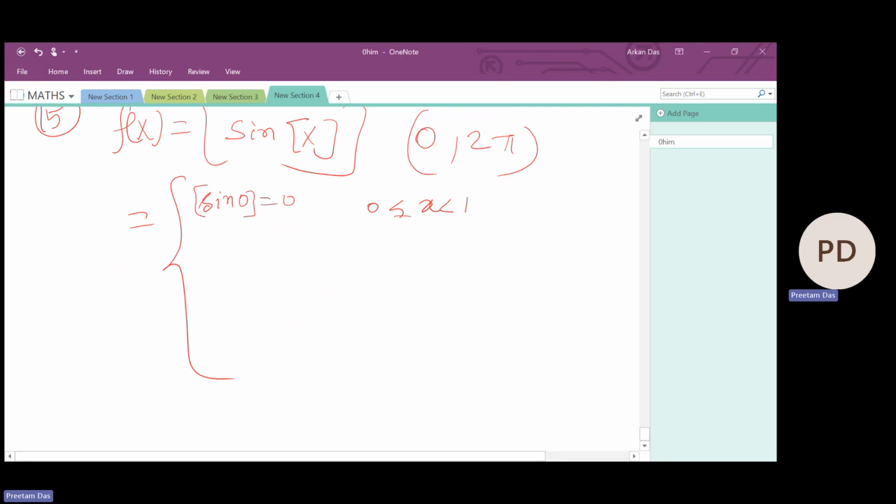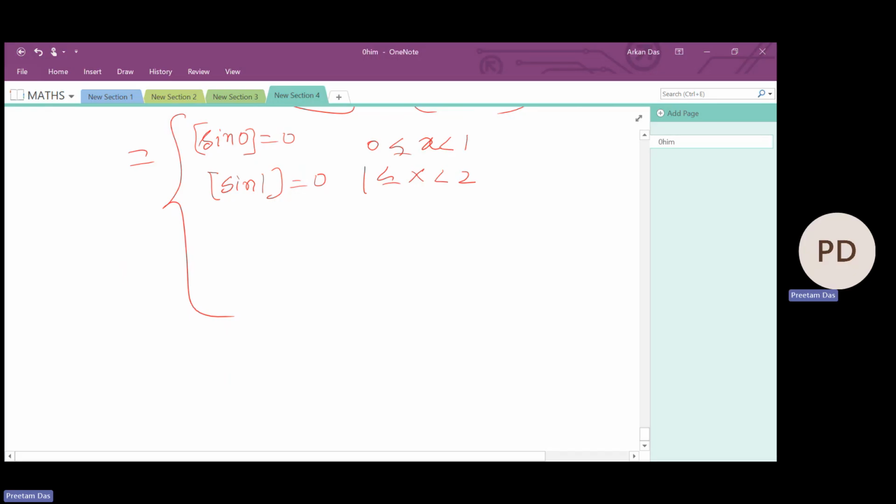What if it is between 1 to 2? Again, it will be sine of 1, still 0. 1 means still in the first quadrant, 0 point something. If it is between 2 and 3, sine 2 means we cross the first quadrant, but in the second quadrant it is still positive, still 0 point something, so 0. Similarly, you have to keep on calculating. This will be sine 3, 0.